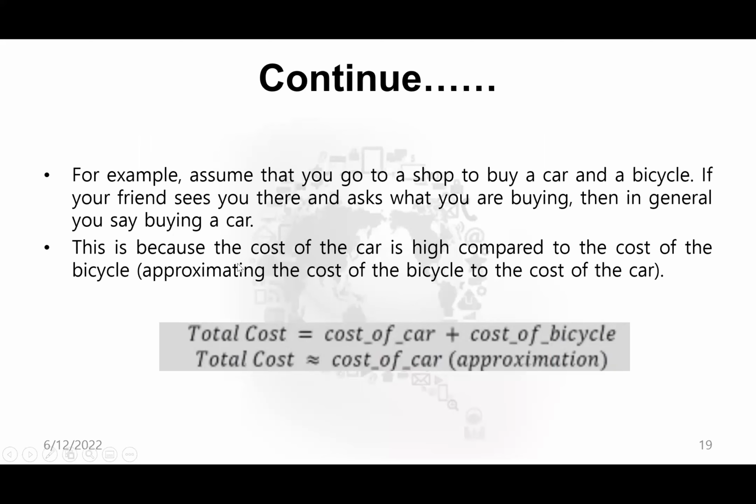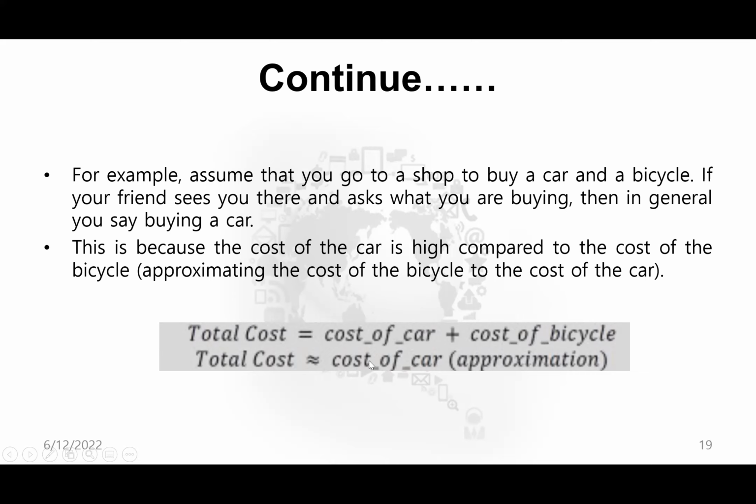Okay, why do you say this? Because the cost of the car that you're going to buy is much higher compared to the cost of the bicycle, right? So for example, if we look at the total cost that you need to pay when you buy a car and a bicycle, of course the exact price that you pay, you will add up together, right?